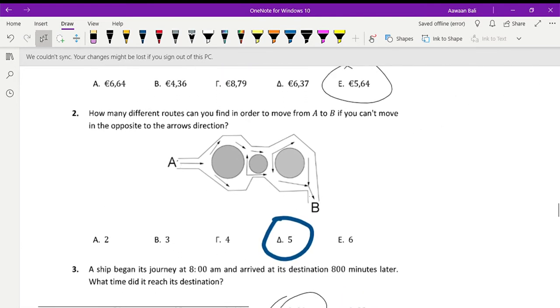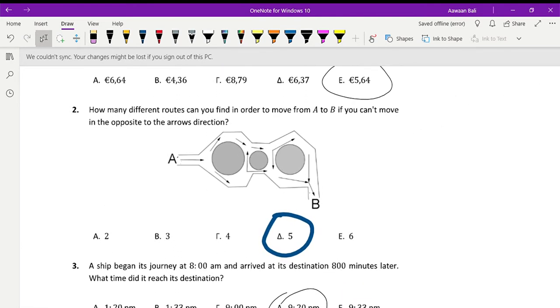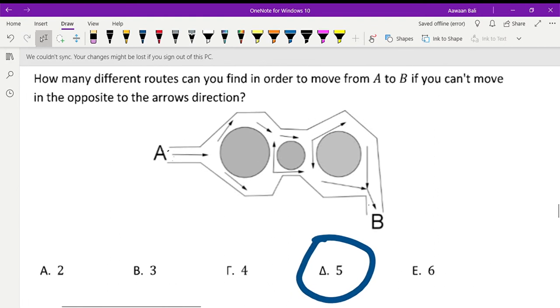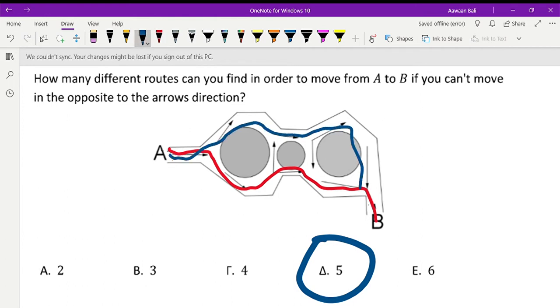How many different routes can you find in order to move from A to B if you can't move in the opposite to the arrow's direction? So what you do is that when you look at A, you just follow the arrows. So we have a 1 path. So we go this way. Easy, right? And we follow the path. And then you could go this way too.